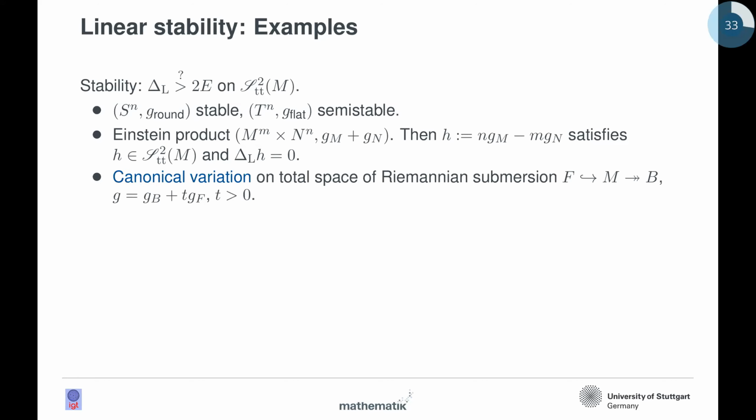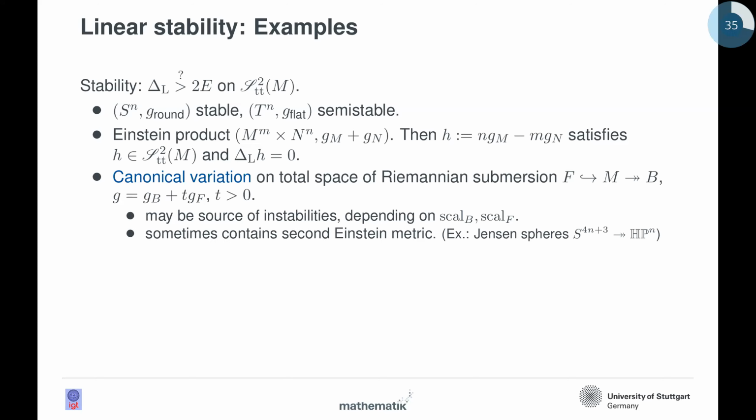A slight generalization of this is we can look at any Einstein metric on a total space of a Riemannian submersion, M, where B is the base and F is the fiber. And we can do the following. We can take the part of the fiber and scale it slightly with some parameter T. So we get a curve of metrics, or one parameter family of metrics, and it turns out that the tangent to it is a tt-tensor, and this might sometimes be an instability. This depends on a simple to check condition for the scalar curvatures of B and F. And also sometimes this construction is interesting because it might produce a second Einstein metric on the space.